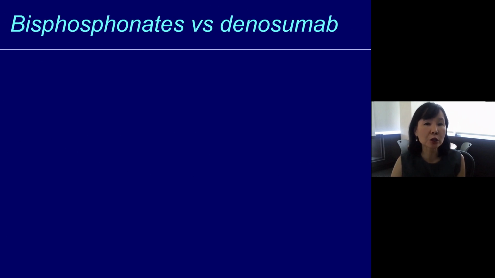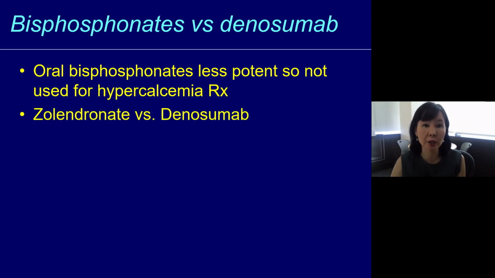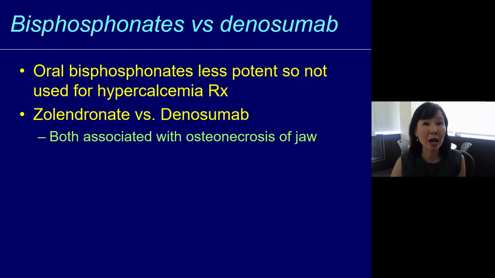And so when you're choosing what to use to treat the hypercalcemia, should you use bisphosphonates or should you use denosumab? Oral bisphosphonates are less potent and they are not used for treatment of hypercalcemia, nor do they prevent people from getting hypercalcemic. So you may have people on alendronate or ibandronate, and they're still going to get hypercalcemia anyway if their cancer is not under good control. And so how do you make the choice of zoledronate versus denosumab? They're actually both associated with osteonecrosis of the jaw.